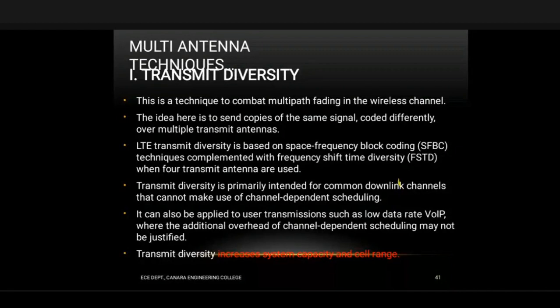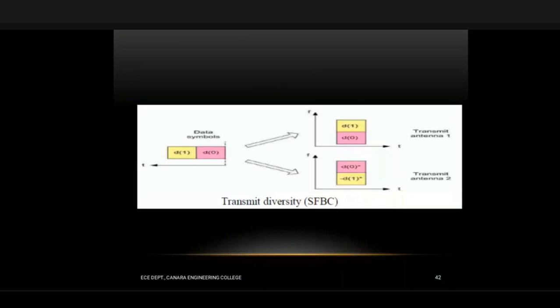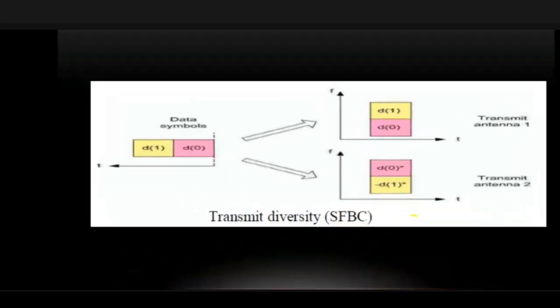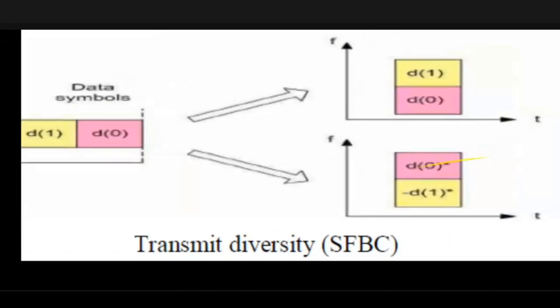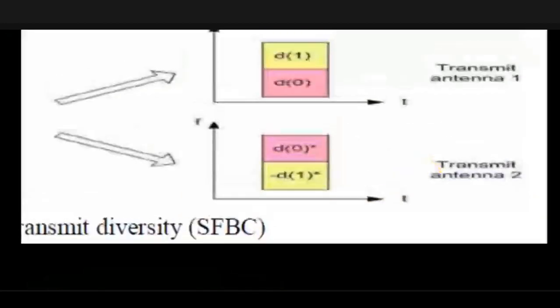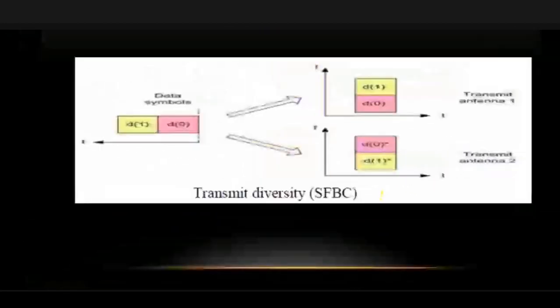Transmit diversity, the important thing is the last line: diversity increases system capacity and cell range. Cell range is increased and system capacity is also increased. So this is the thing, we are sending the same data, but encoded differently using multiple antennas. Two transmit antennas are shown here, transmit antenna 1 and transmit antenna 2. So this is SFPC.